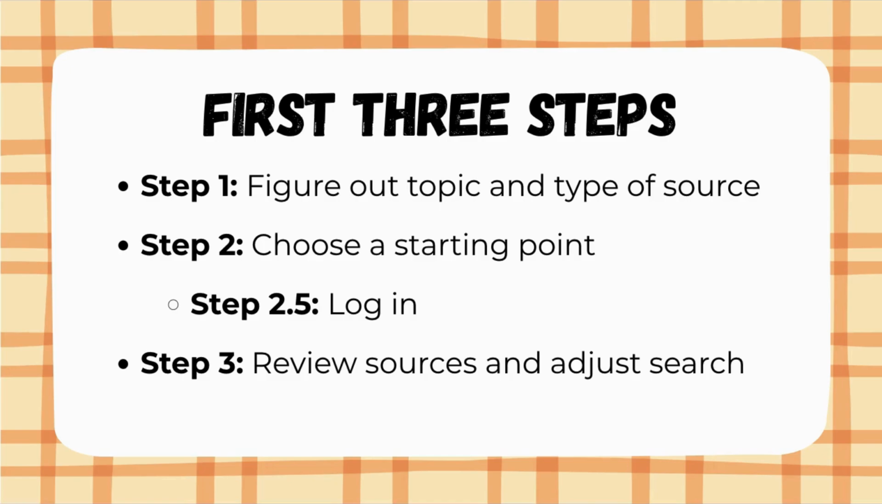So, the way I think about it, the first three steps of the research process are one, to figure out your topic and what type of source you need. Step two, choose a starting point. Step 2.5, if you're looking for academic resources, you need to log into our library's website. And step 3, review the sources you find and adjust your search as needed.